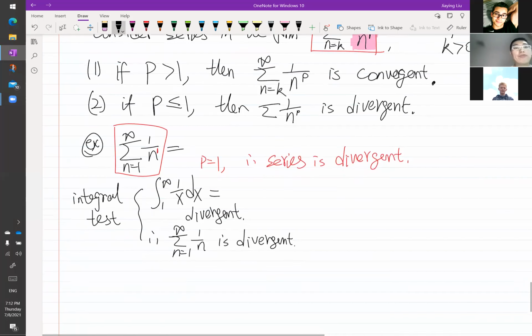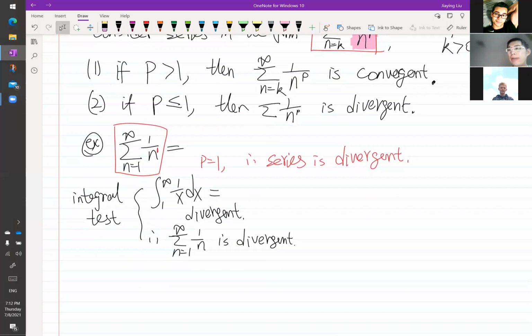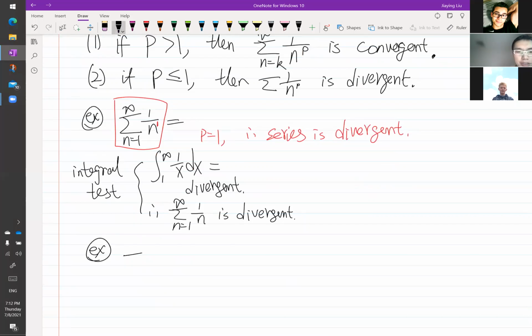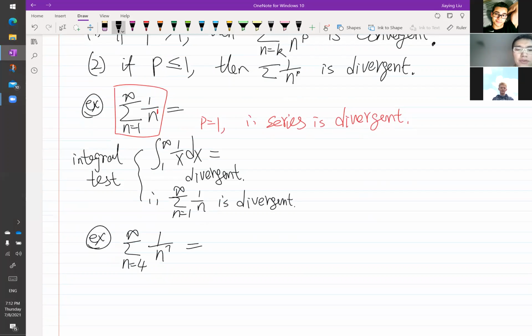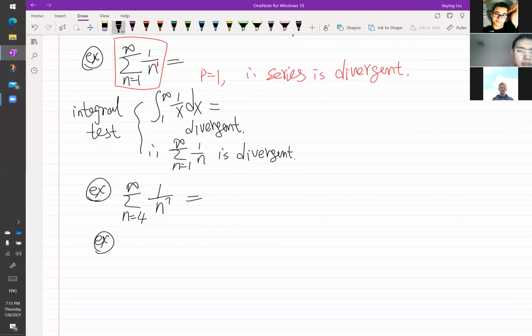Yeah, but for now, let's just feel comfortable applying it to certain examples. So the next example, I'm going to ask you to tell me: the series n going from 4 to infinity of 1 over n to the 7th. Is this convergent or divergent? Example 2. Well, that's like a 2 and a 3. How about this one? Series n equals 1 to infinity of 1 over n to the negative 7.